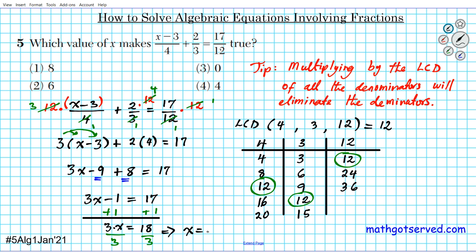When we do that, we get our final answer: x equals 18 divided by 3, which is 6. So these ones divide out. The answer is x equals 6. So x equals 6 will make this equation true. The answer to question number 5 is option number 2.